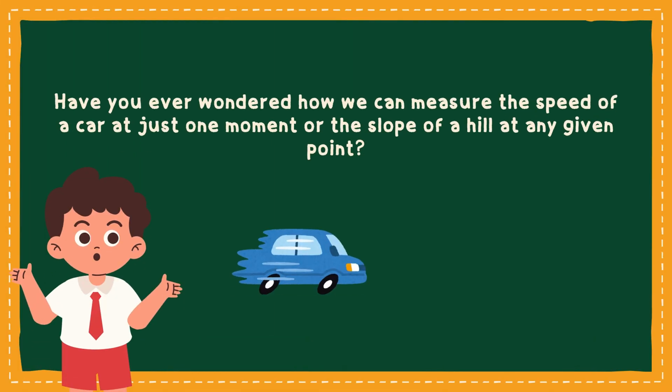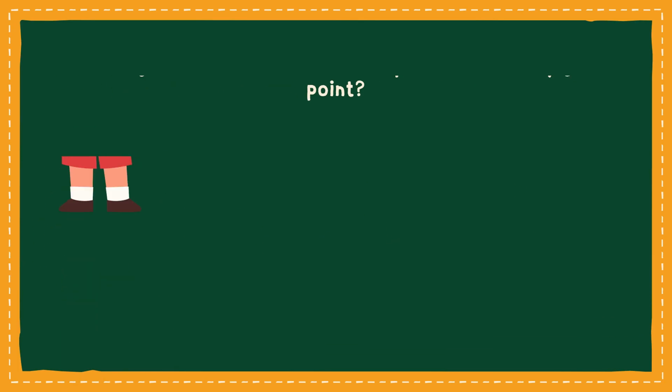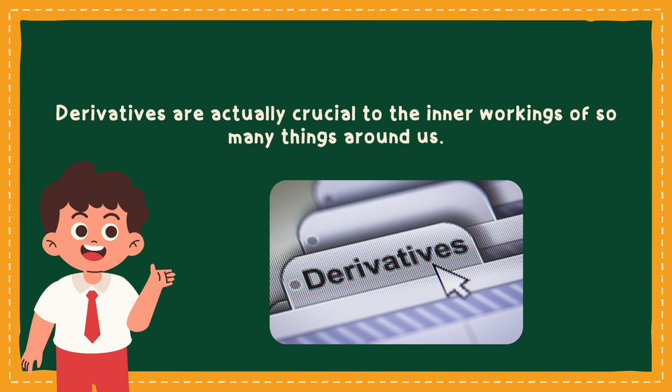Measure the speed of a car at just one moment, or the slope of a hill at any given point. Derivatives are actually crucial to the inner workings of so many things around us.